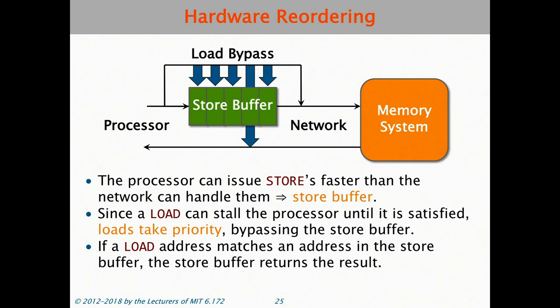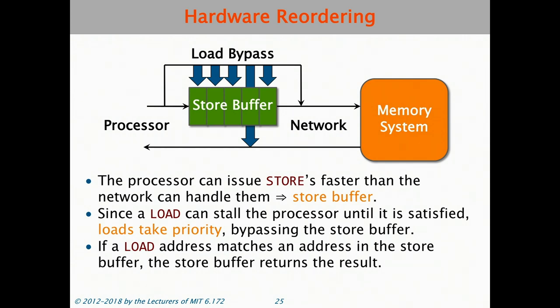And so what happens is, as the load bypass is going by, it does an associative check in the hardware. Is the value that I'm fetching one of the values that is in the store buffer? And if so, it responds out of the store buffer directly rather than going into the memory system. Make sense? So that's kind of how the reordering happens within the machine.